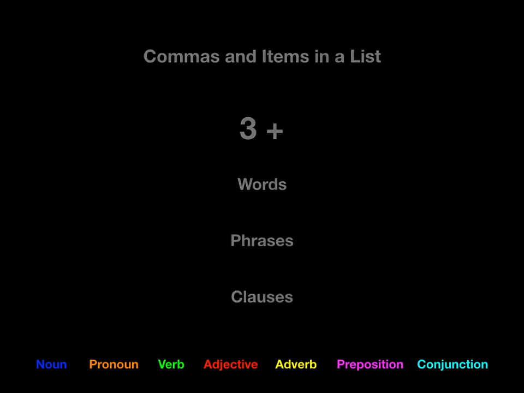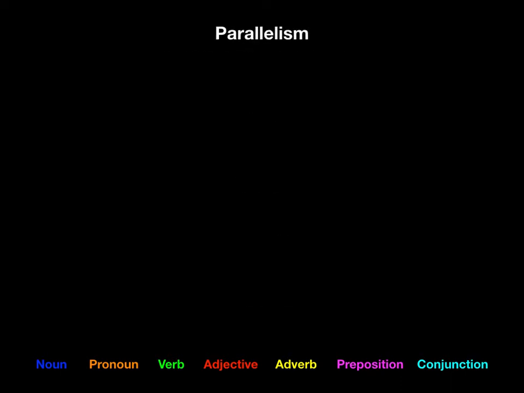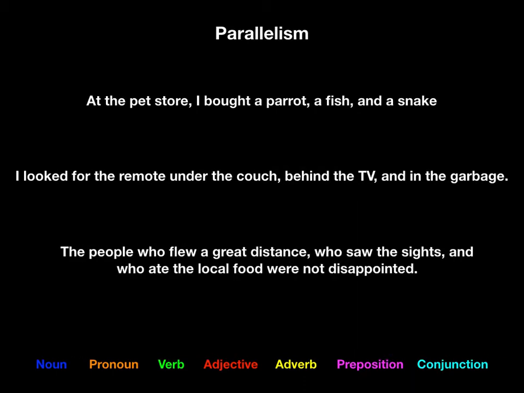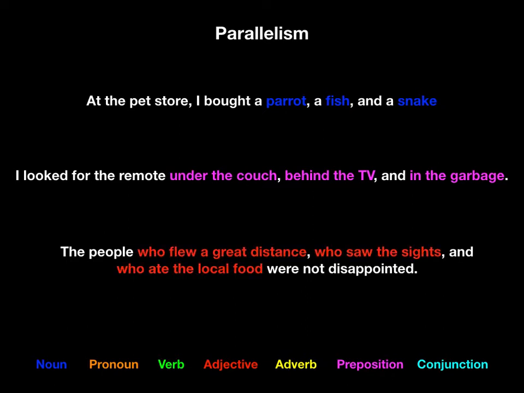Let's now discuss some of the issues that arise with parallelism. In the previous examples, we saw 3 sentences, all of which contained items in a list. In the first sentence, each of the items were a noun. In our second example, each of the items were prepositional phrases, and in the third sentence, each of the items were clauses. Within each of these sentences, we should also note the coordinating conjunction and.